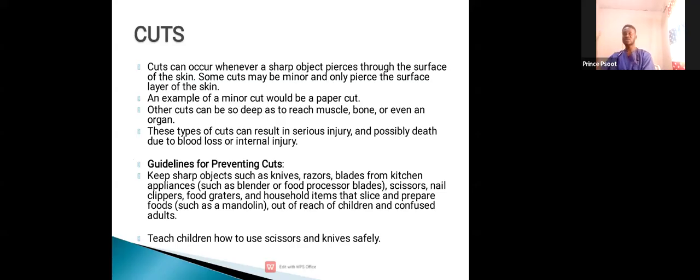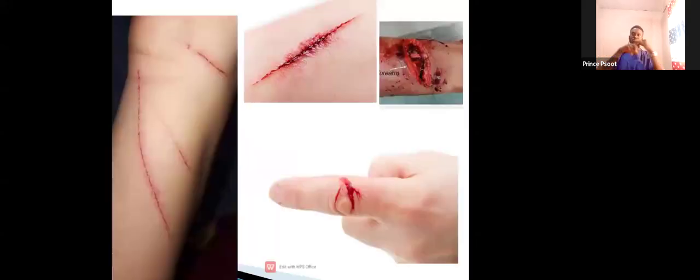So all those household items that slice and prepare food, you should keep them away from children or from confused adults. Then you teach children how to use scissors and knives separately. And this is an example of cuts. There are deep cuts, very minor cuts, and the like.